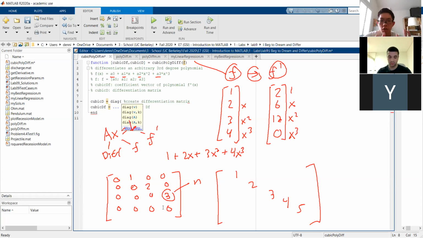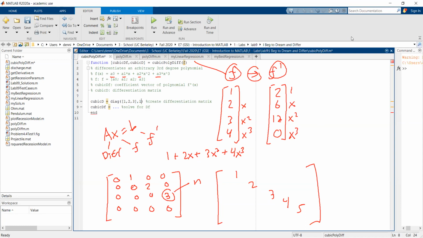We want to make a diagonal matrix. Well, let me be clear on the wording here. We're going to create a matrix with 1, 2, 3 on the first diagonal. If we wanted it to be the main diagonal, we could do 0. But since we're doing the one directly above, we're going to do 1.